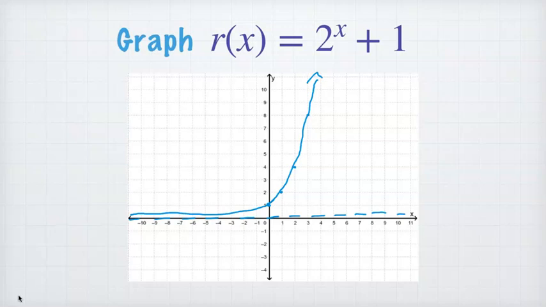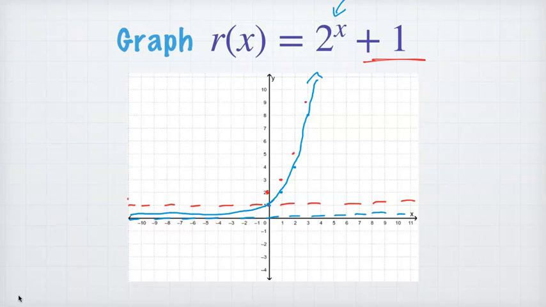If I'm going to take everything on this original parent function and change the parameter, I'm going to add 1 to it. Well, what that's also going to do is take my original asymptote and move that asymptote up 1 also. So now for my new function, the asymptote will be at 1 instead of at 0. My y-intercept is going to move up 1, and every other point on this graph is going to move up 1.